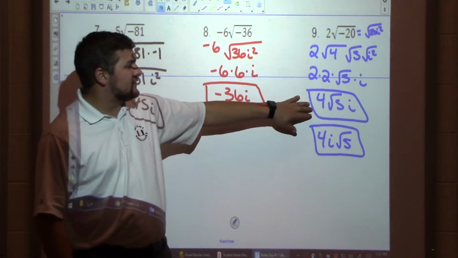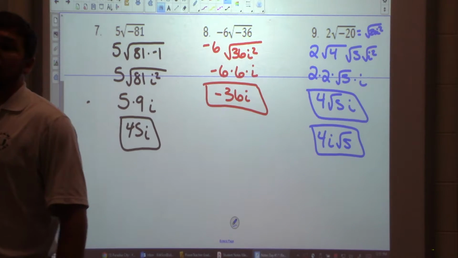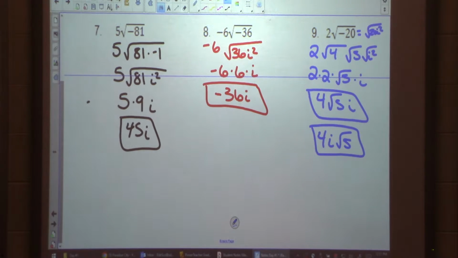You can write it that first way, but like Mr. Pomeroy said, we don't want to slide underneath that radical. If it does, it gets marked wrong. Cool? Alrighty. All right, moving on.